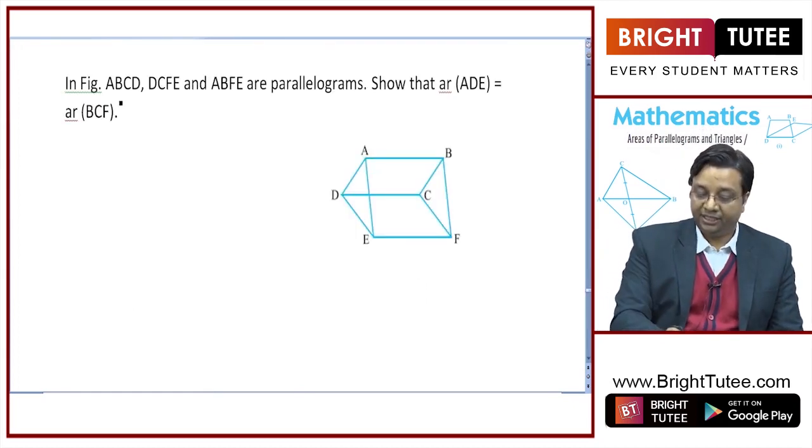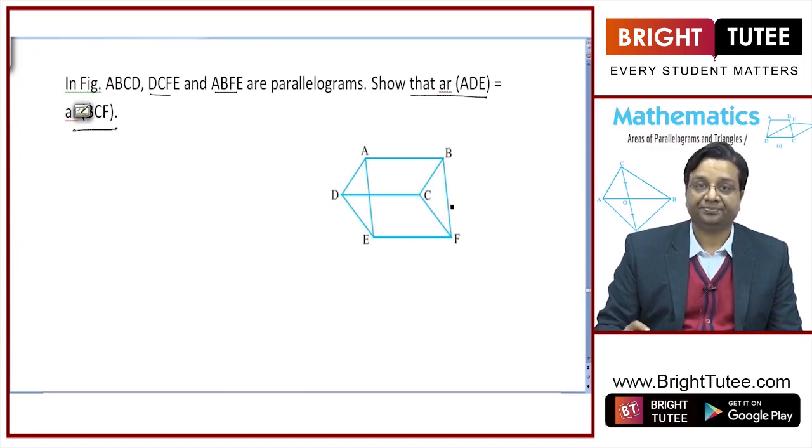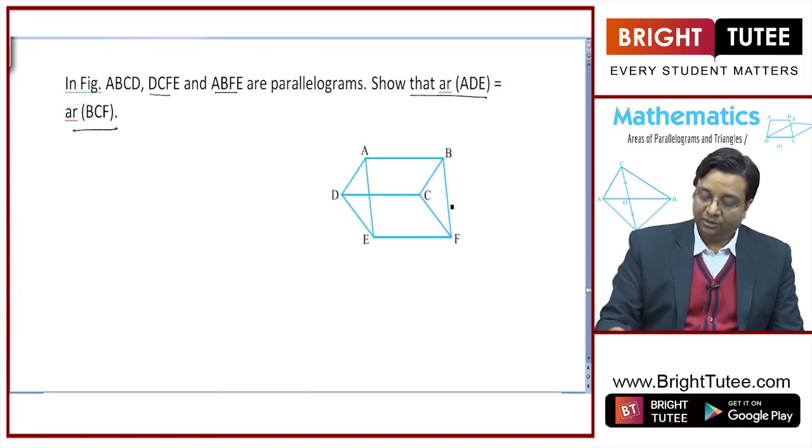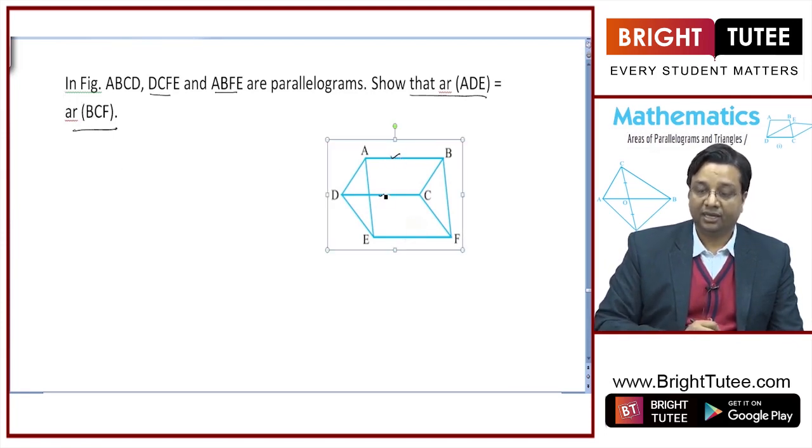In figure ABCD, DCFE and ABFE are parallelograms. So these are parallelograms, as you can see. Now show that area of ADE is equal to area of BCF. Right. So look at this. ABCD is a parallelogram. So this side AB and CD will be equal, and also AD and BC will be equal.